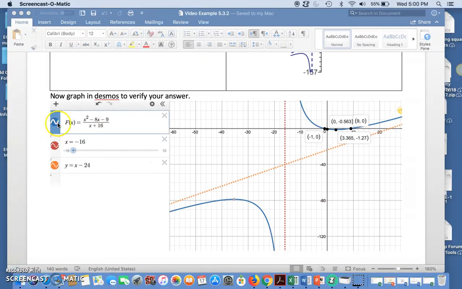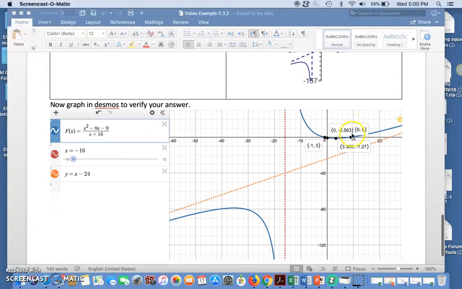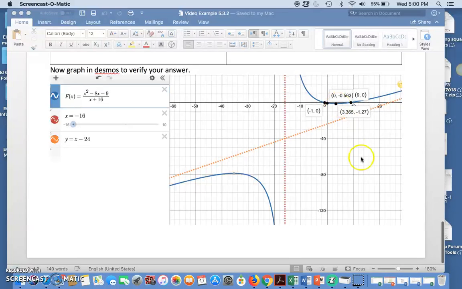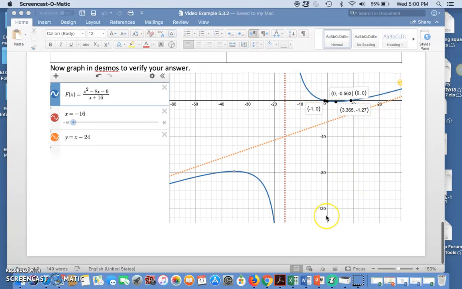And to verify it with Desmos, I put it here. This negative 0.563 is like your 9 over 16. You had an intercept of 9, intercept of negative 1. That may be like the low point right there is all that is, and you really didn't have to come up with that, but that's kind of what that is. That's just the low point of the graph in that area, like a local minimum. All right.